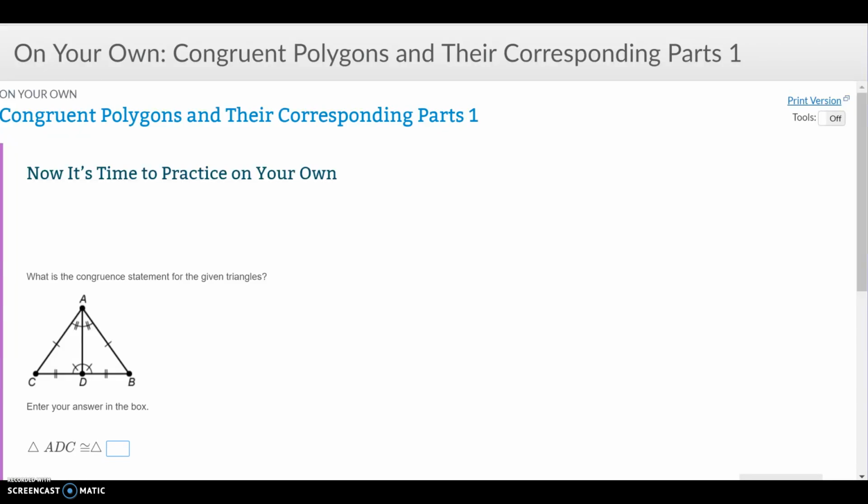Hey guys, we are working on congruent polygons and their corresponding parts, part 1. This is lesson 3.04. Alright, so what congruent statements is for the given triangles? When triangles are congruent, their corresponding sides and angles are congruent. So you have to write the corresponding angles correctly.